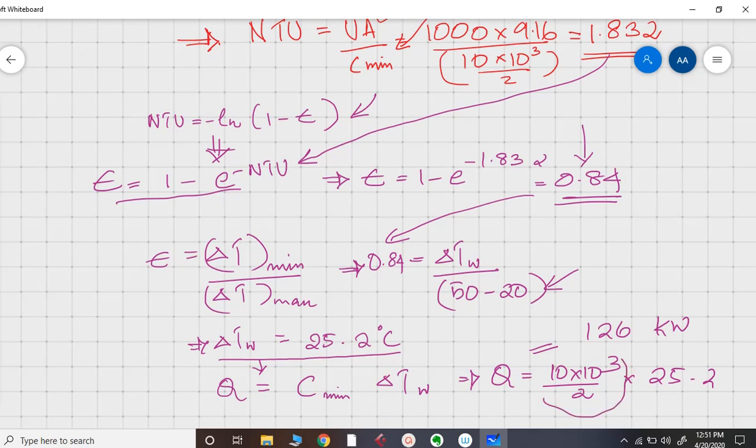the C minimum now is 10 into 10 to the power 3 divided by 2, multiplied by the new temperature difference of water, that is 25.2. The new heat transfer rate is 126 kilowatts. You may compare it with the previous values.